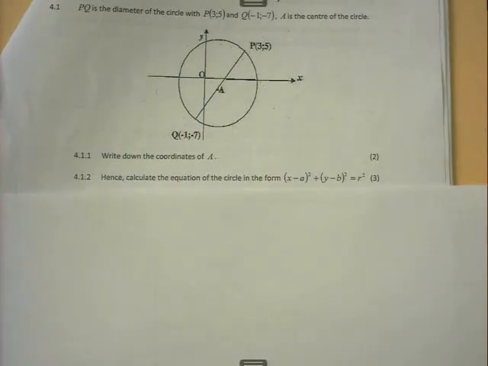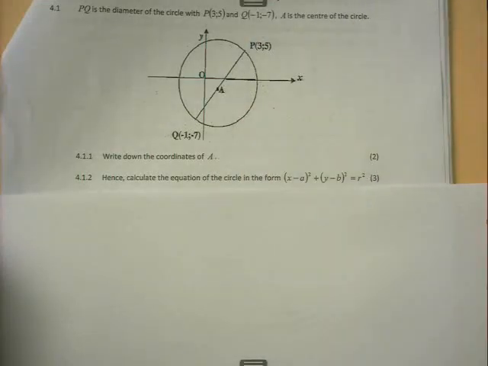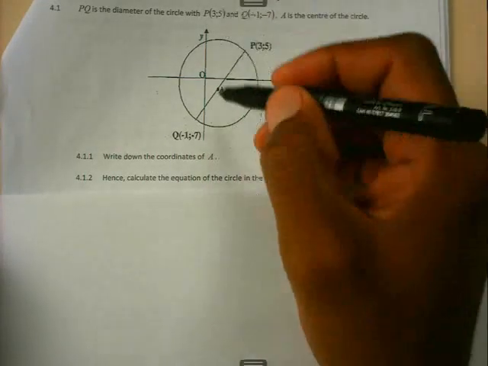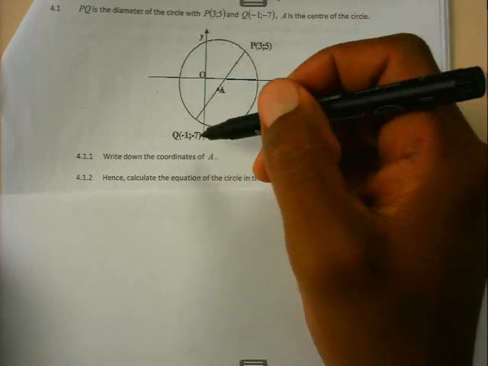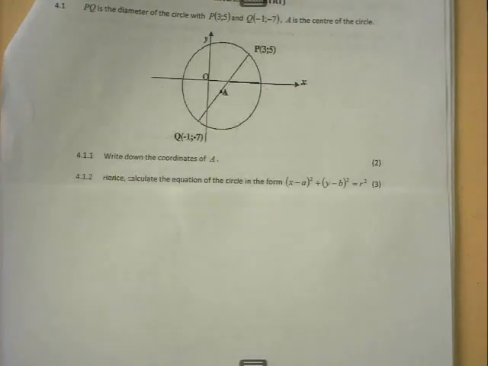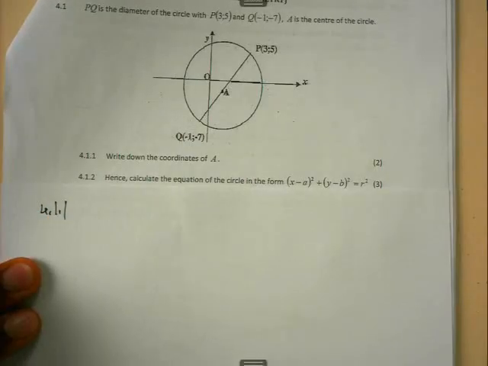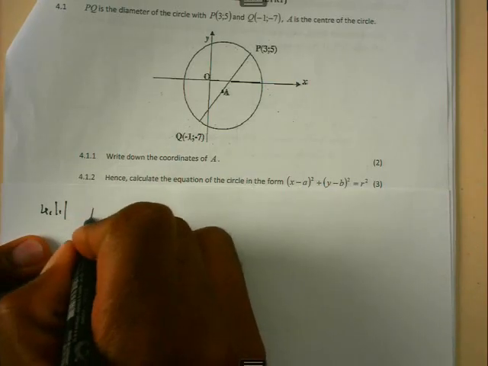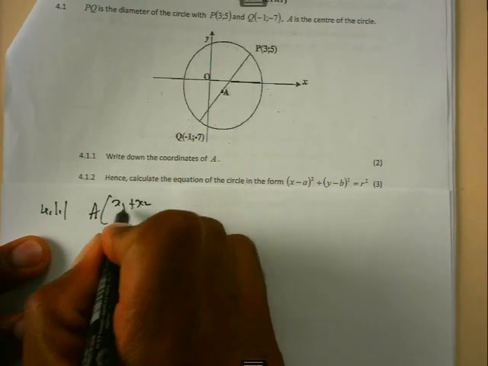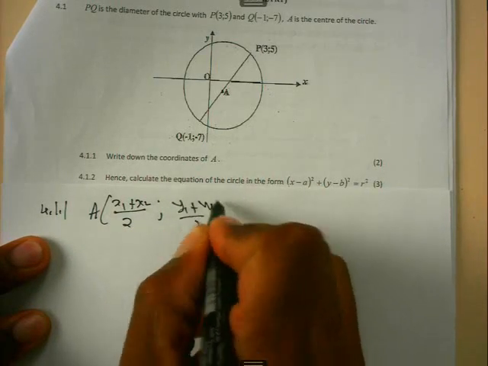Now let us look at 4.1.1. Write down the coordinates of A. A is our center, so it will be the midpoint of P as well as Q. Then we are going to use the midpoint formula: A is ((x1 + x2)/2, (y1 + y2)/2).